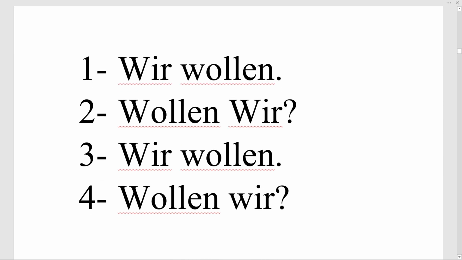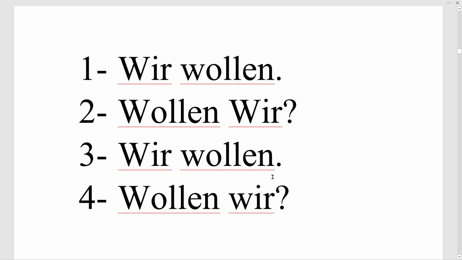Now here, wir wollen, wollen wir, wir wollen, wollen wir. So one goes and one comes back. Just remember, one goes and one comes back. So one is a declarative sentence, then a question, then a declarative sentence, then a question. Basically number 1, 2, 3, and 4 are the same thing.